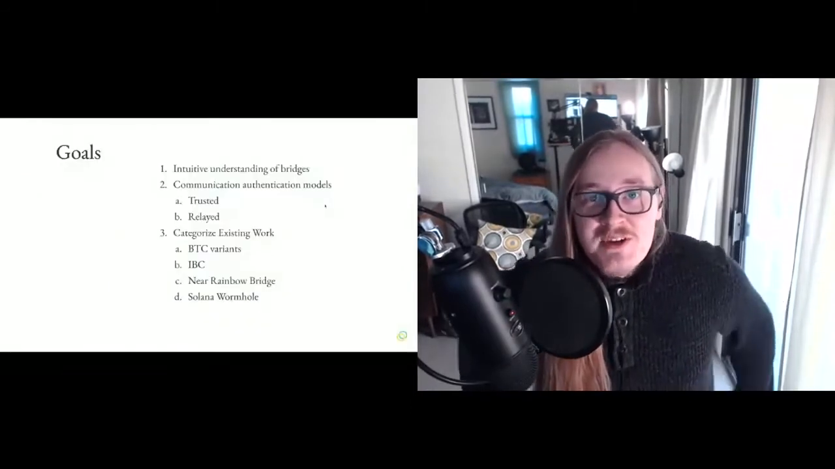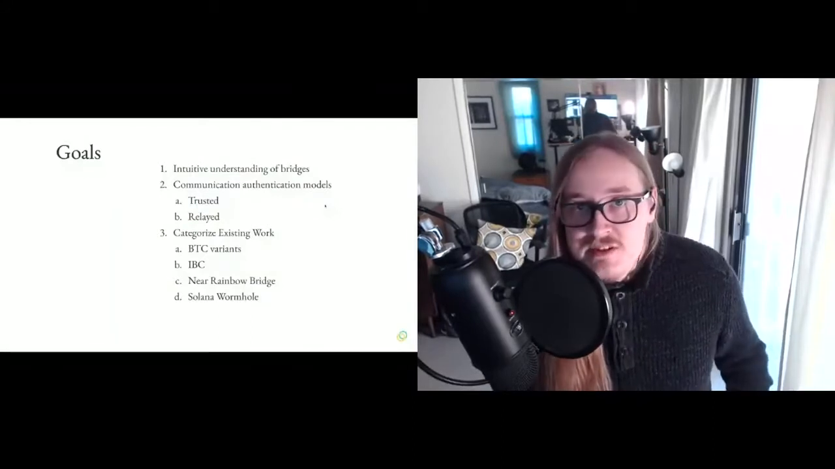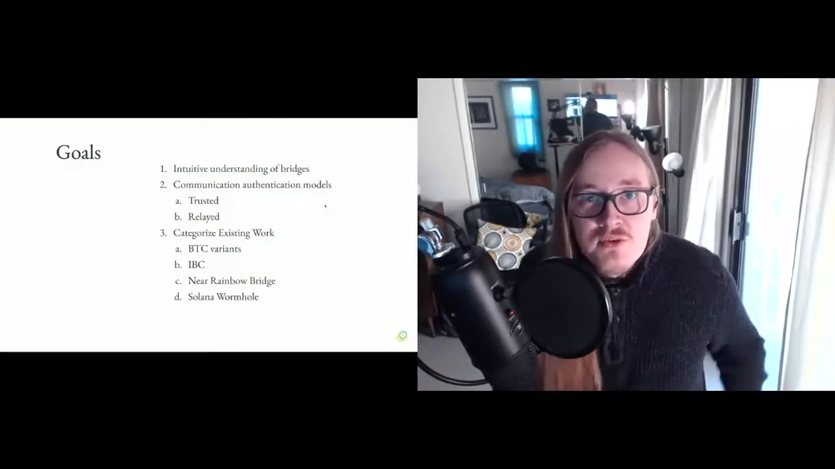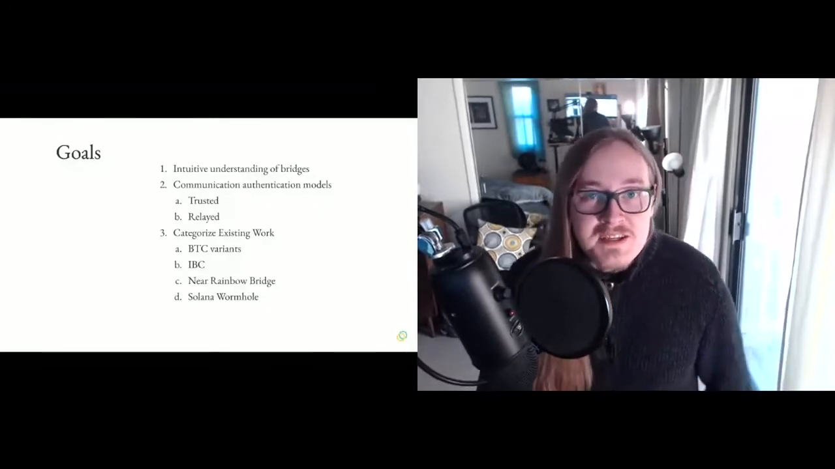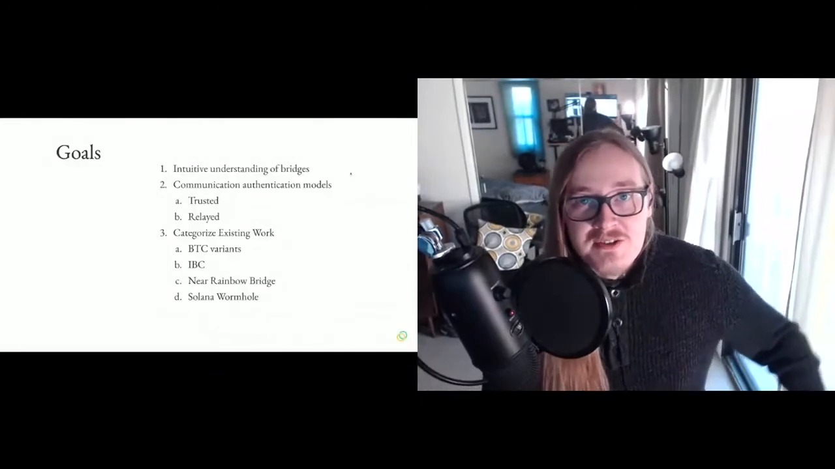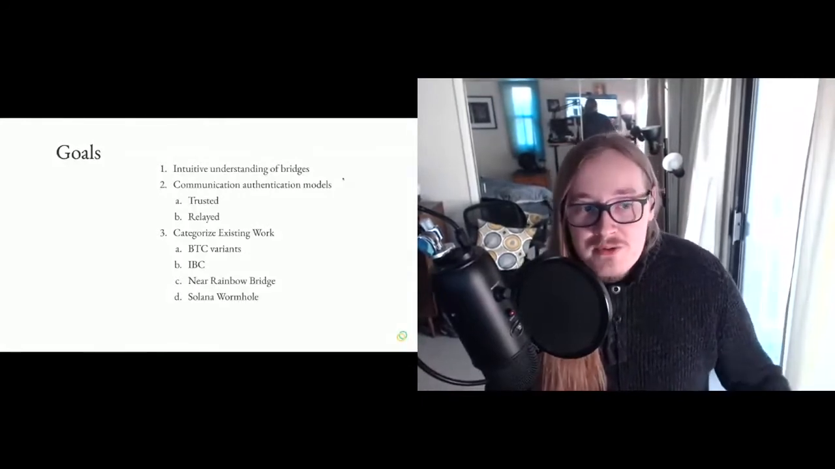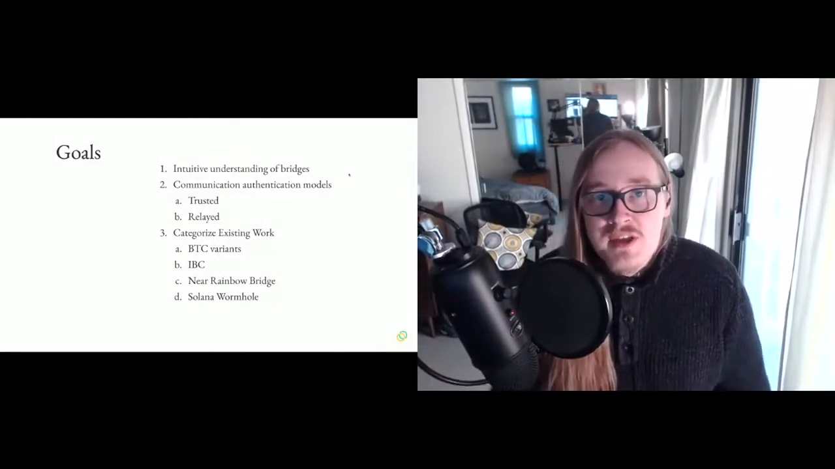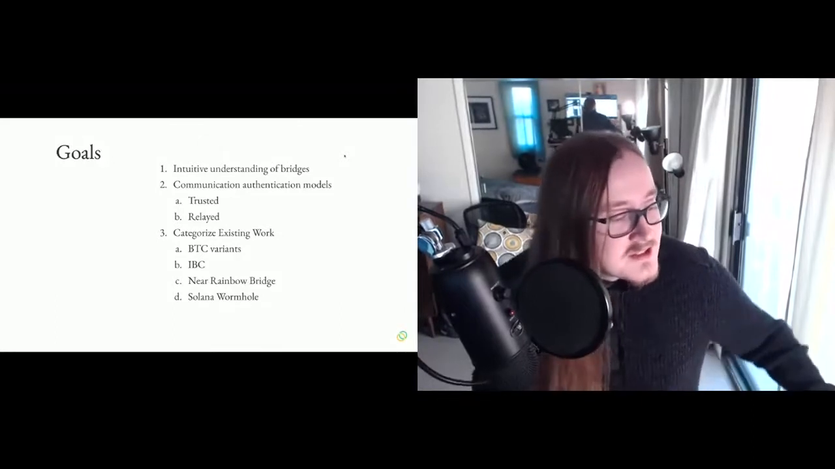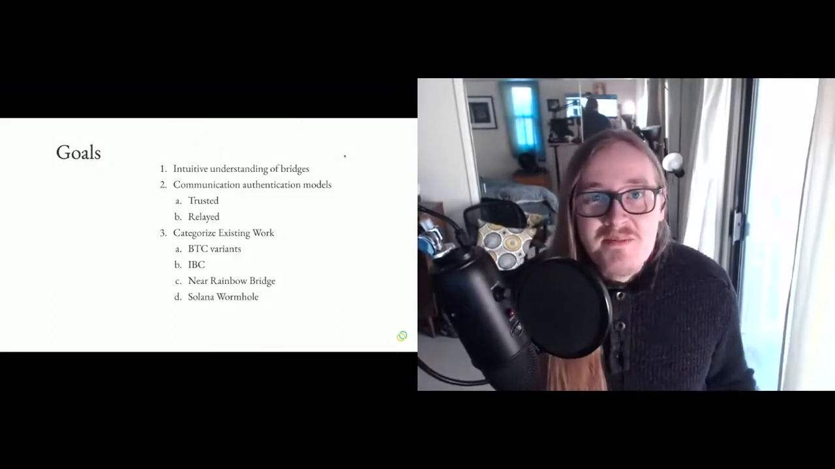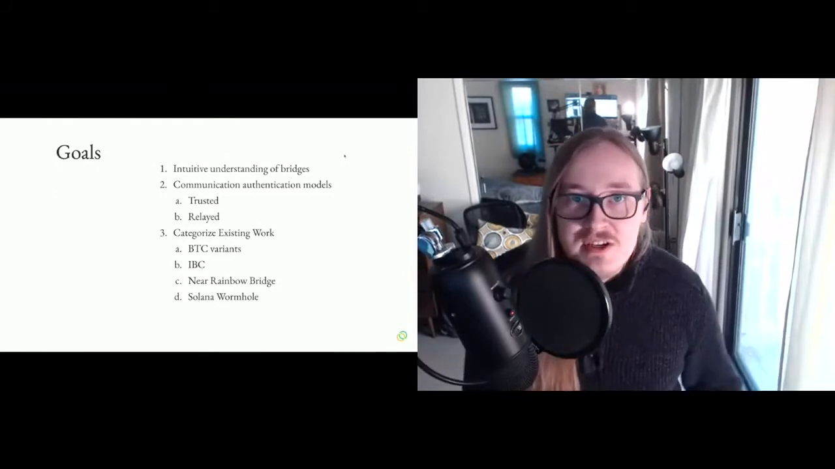The goal for this talk is to give an intuitive understanding of these technical systems we call bridges, what they do, what they're for, and then segue into my favorite topic, which is the communication methods that underlie them. And to give a brief overview of how those work, and then go on to categorize existing work in this framework. So the idea here isn't to tell you about a product or pitch you on something. We're just going to try to do some first principles about bridges and cross-chain communication.